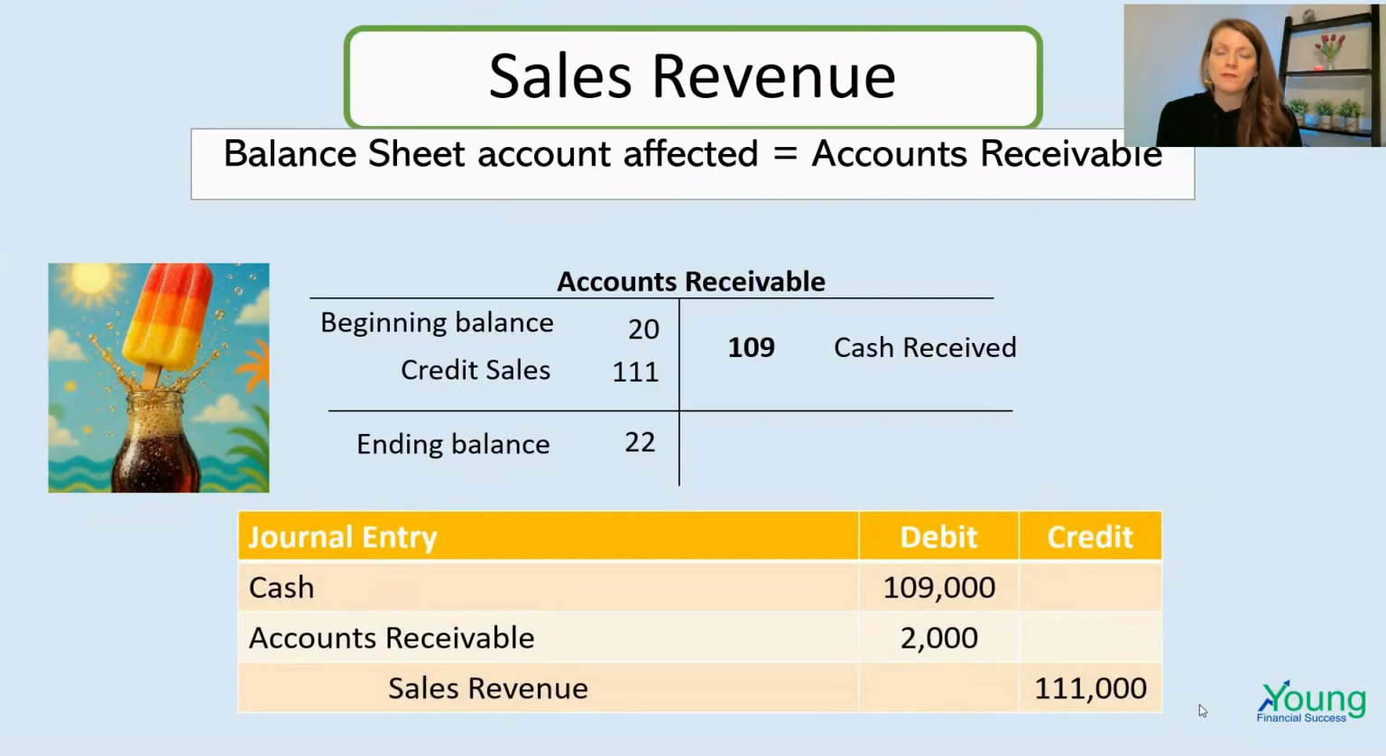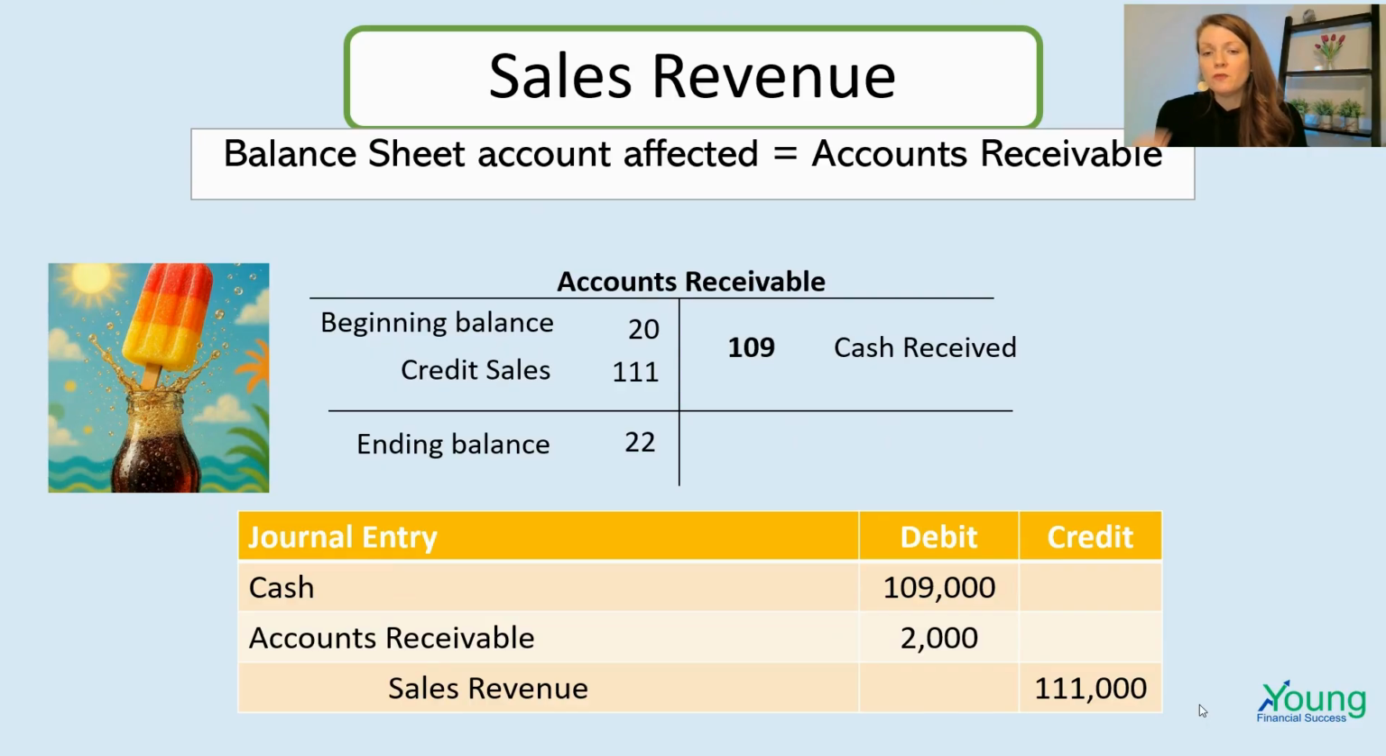So here we go. We know we had cash come in of 109,000. We just calculated that here. Our accounts receivable ultimately increased by $2,000, right? Beginning balance 20,000, ending balance 22,000. So our accounts receivable ultimately increased by $2,000. And we also know our sales revenue was 111,000. These balance debit and credit, so we're good with that.